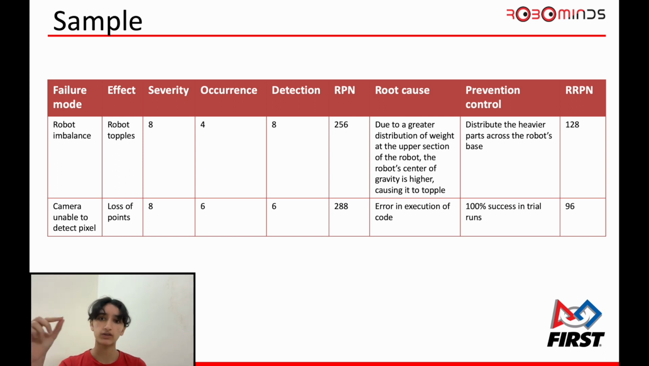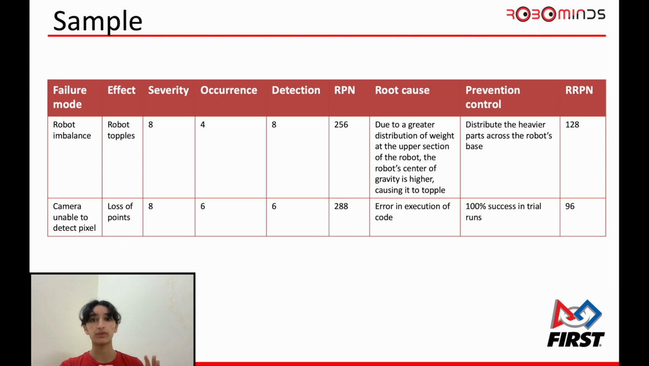So your failure mode is that the robot imbalances. The effect of this is that the robot topples, and in a game scenario, a competition scenario, the effect would be a bit more major, that you would lose points and time, but that could ultimately cause you to lose the round. So this is pretty severe because it'll impact the system by a lot, because the system won't work if it's lying on the ground. Our occurrence value is 4 and our detection value is 8 because it's pretty easy to detect that your robot has fallen, and it's occurred 4 times.